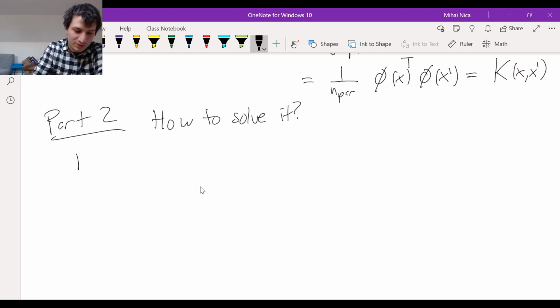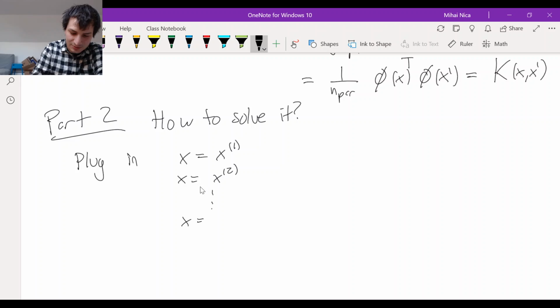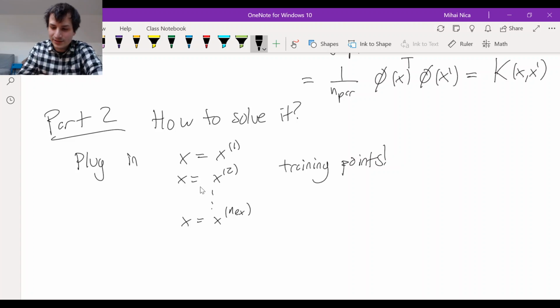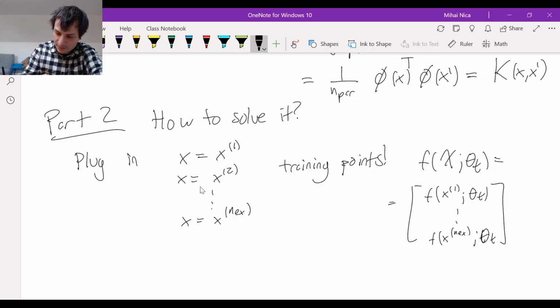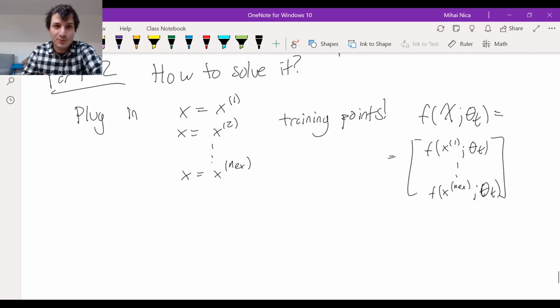So what we're going to do is plug in x equals x1, x equals x2, all the way up to x equals x_nx. These are our training points. And our goal is to understand f of script x theta t, which is this vector of all these points: f of x1 theta t, all the way up to f of x_nx theta t. So if we can understand these, we will be able to understand the evolution. So that's what we're going to do. Plug those in. And if you plug them in, what does the equation say?